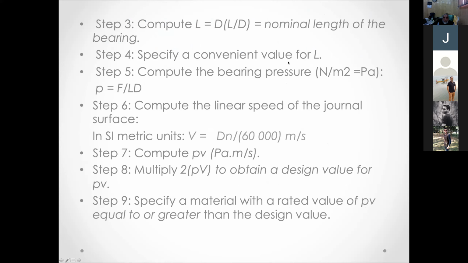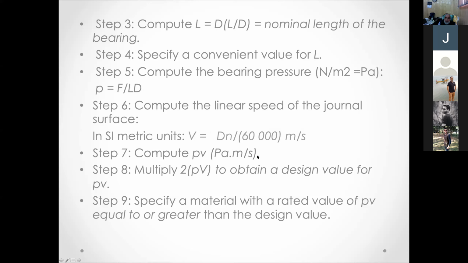After finding the L, what you will find? Compute the bearing pressure. How you will find the bearing pressure? P is equal to F by L D, because radial load will be given to you. L you have found here. D is also given. So you can find the value of P. After finding the P, you can find the speed of the bearing on the basis of this D. Once diameter is given, speed of the journal is given, you can find easily the velocity of the bearing. So that is pi D N divided by 60 meter per second.